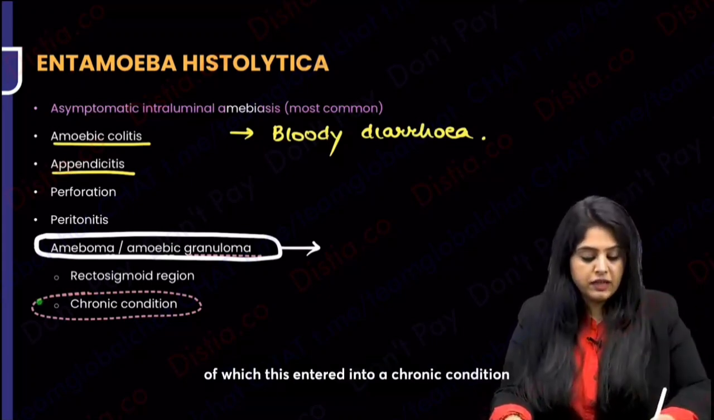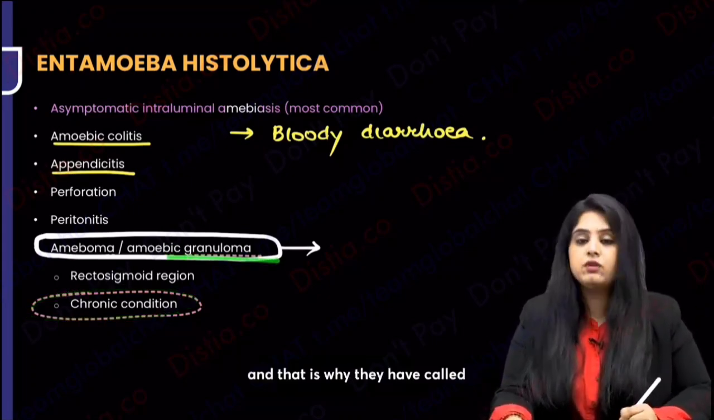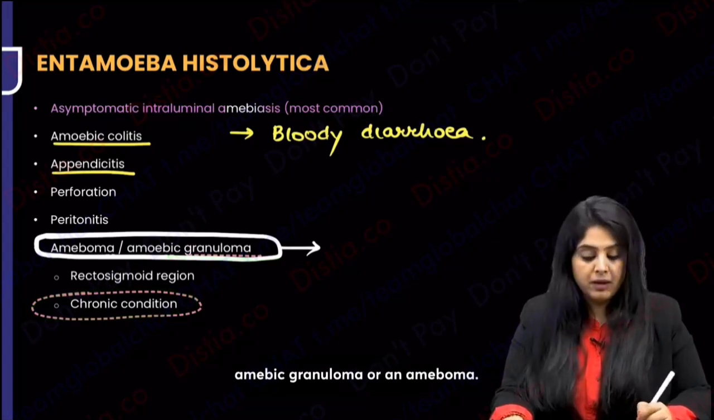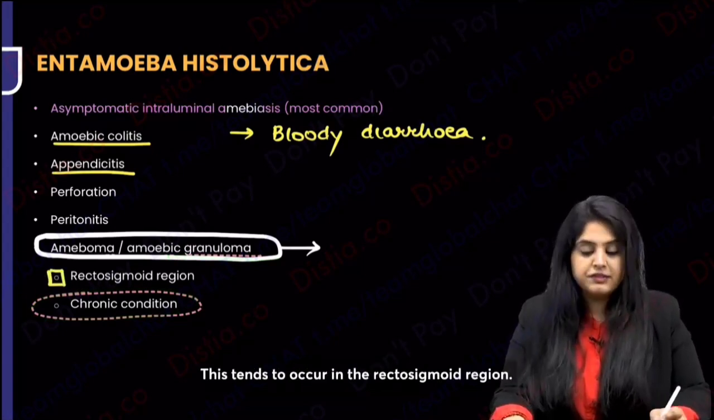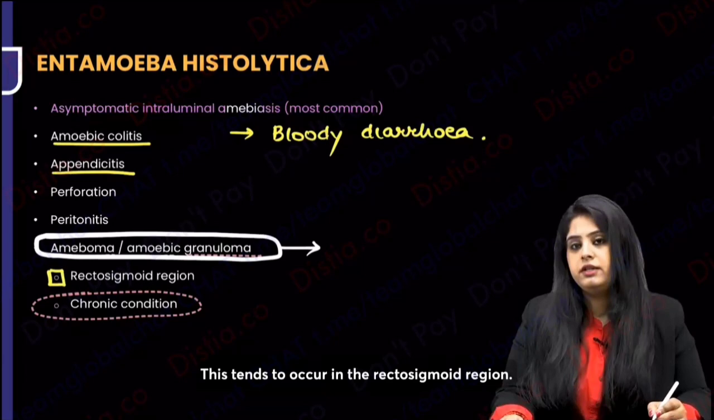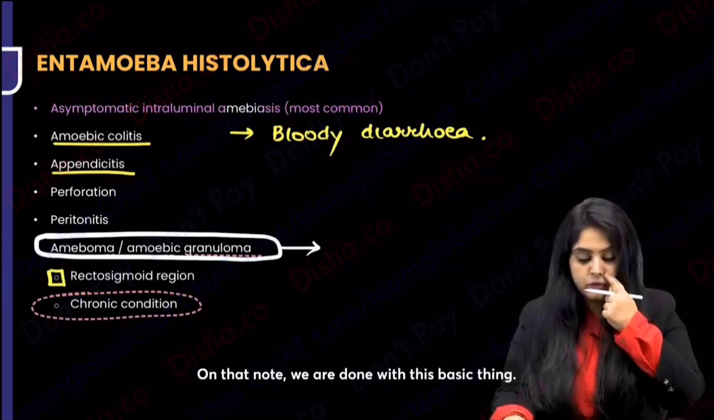As a result of which this entered into a chronic condition, and that is why they've called it amoebic granuloma or an amoeboma. Where does this occur? This tends to occur in the rectosigmoid region. Okay, on that note, we are done with this basic thing.